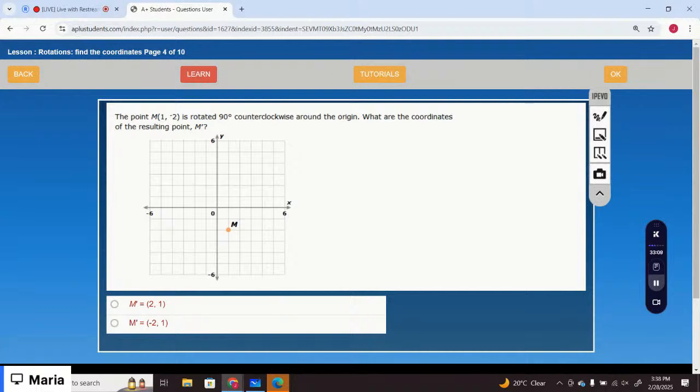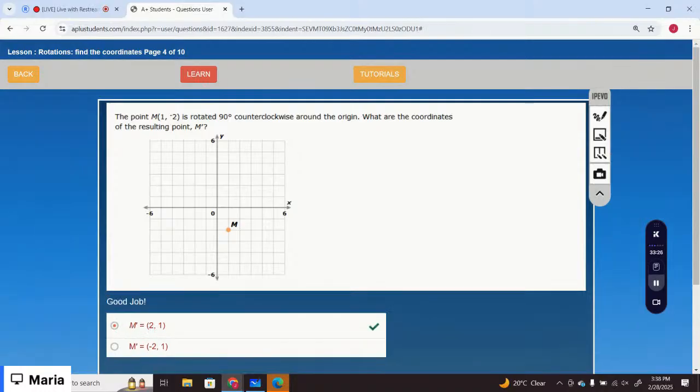The correct option is that it is rotated 90 degrees counterclockwise. So that is (2, 1). Option number 1 is the correct option.